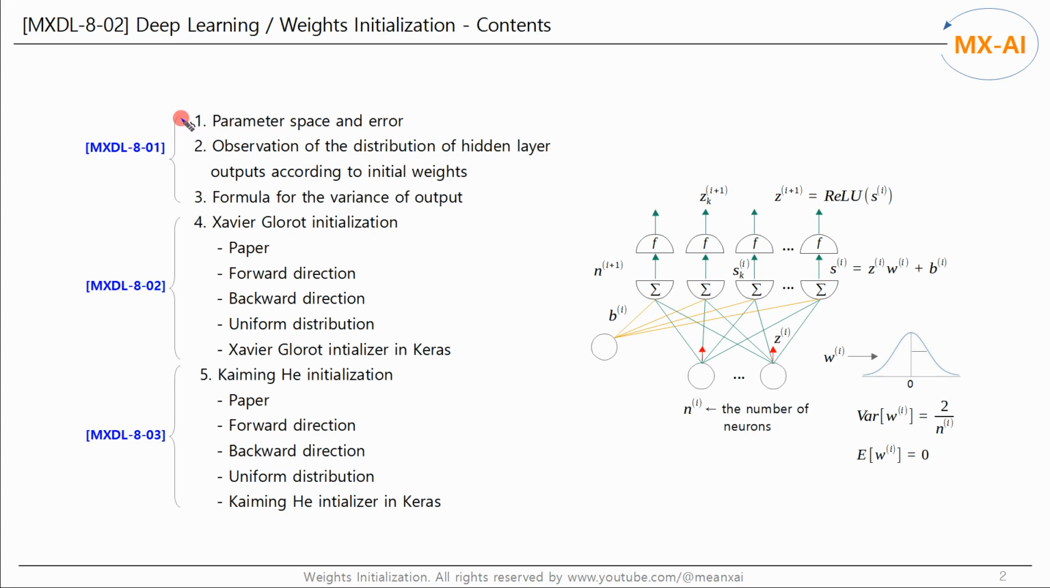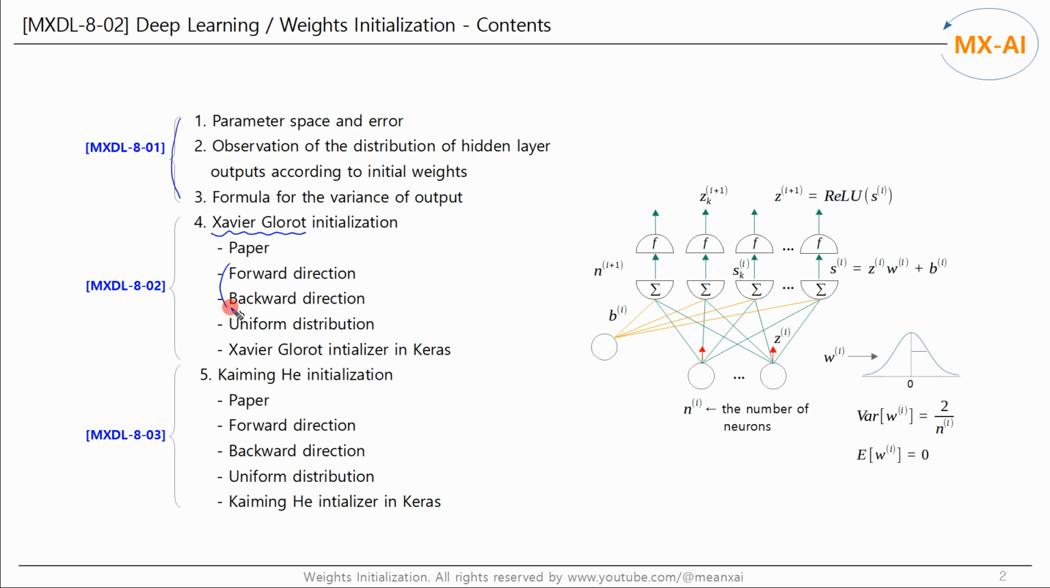In the last video, we went over the basics needed to understand the weights initialization. In this video, we will look at Xavier Glorot's method. We will look at how to initialize the weights so that the input signal and gradients can flow smoothly through each layer during the forward and backward propagation.